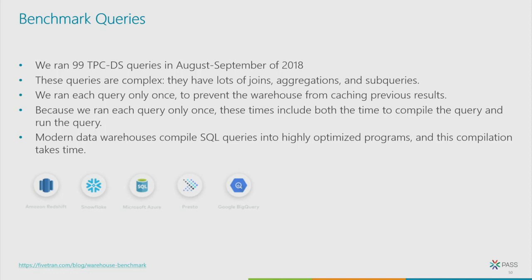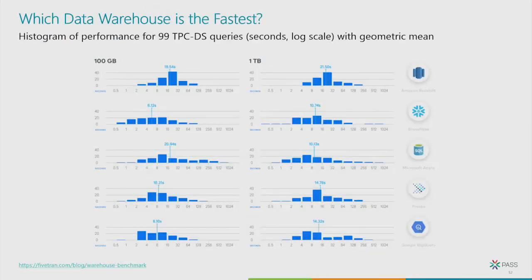Okay. What about Snowflake? No? Redshift? We're not guessing here. Okay, and then we have Presto. Google BigQuery. Are we BigQuery people? Okay. So let's see what happened.